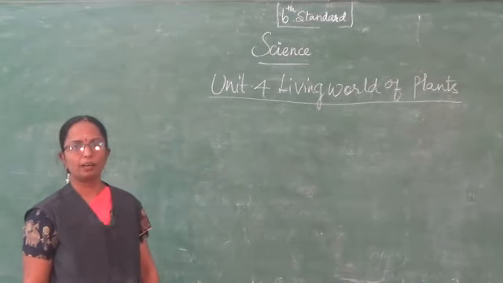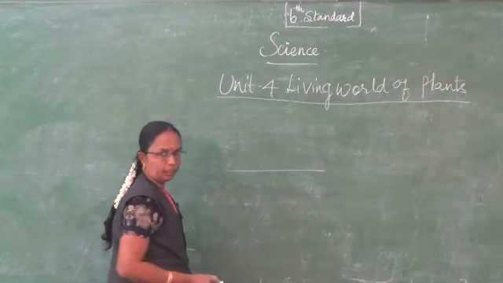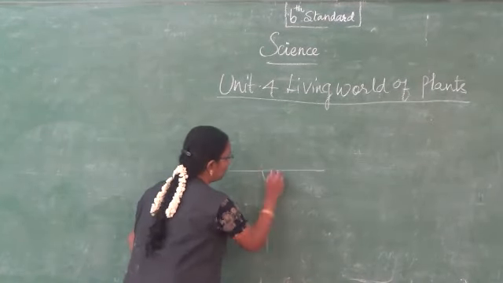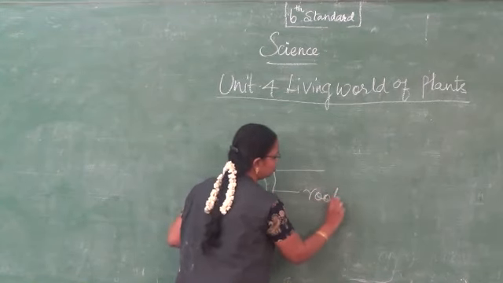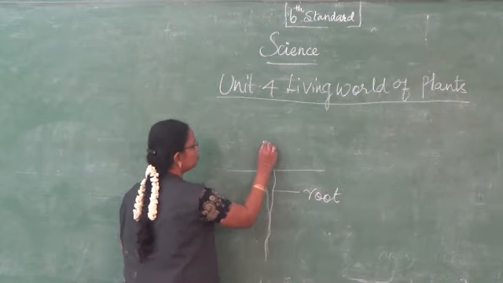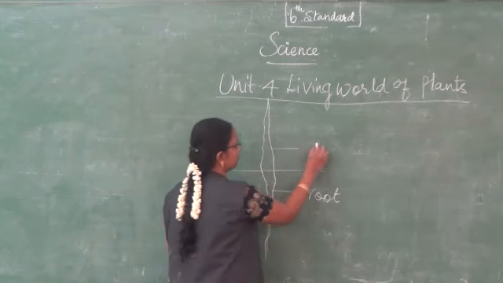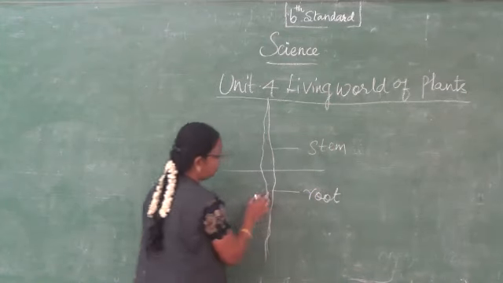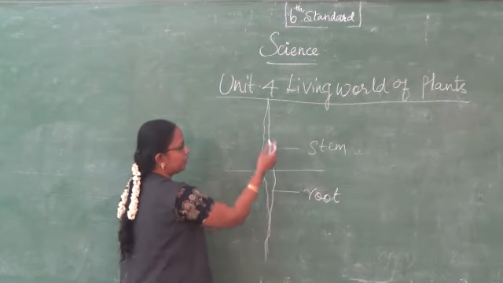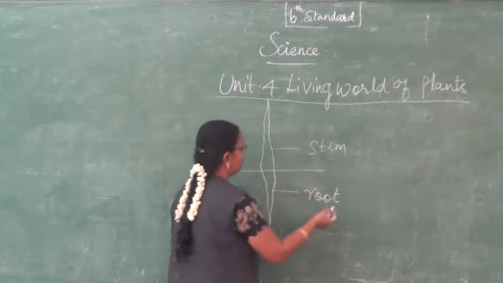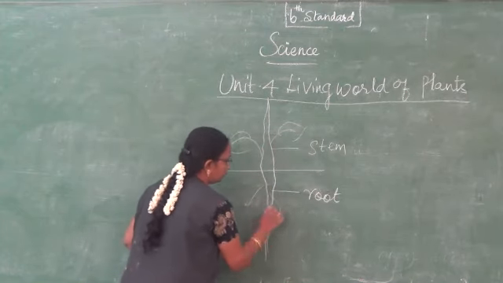So far, we have learned about the living world of plants. Under this, what have we learned? The underground main axis of the plant is known as the root. And the aerial main axis of the plant is the stem. Then we learned about the leaf, then about the root.